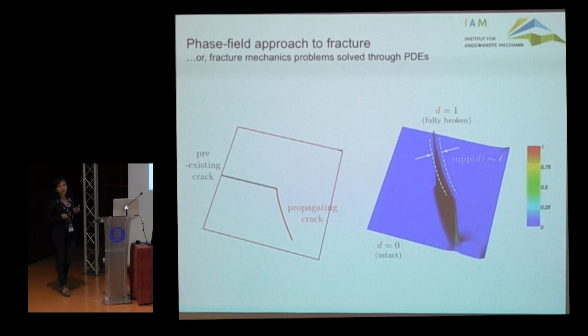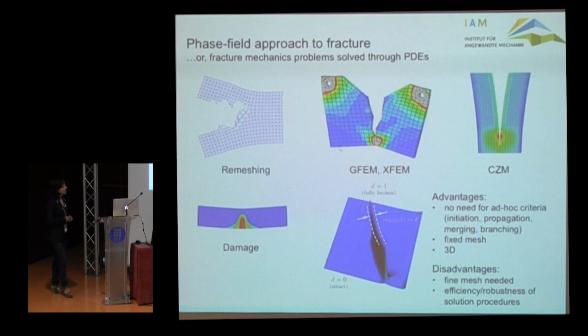But of course, you cannot afford this from a numerical standpoint, because in a numerical method, you need to resolve this steep variation with a sufficiently fine mesh. So if you look at the phase field method in the global context of computational methods for fracture, of course this is just a partial view. There are many more methods, but so what are the advantages?